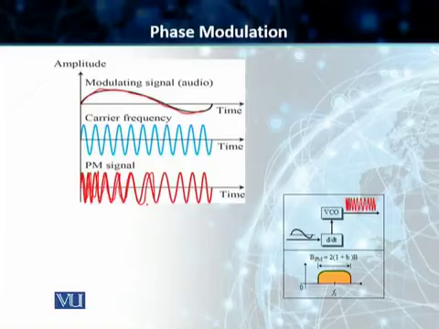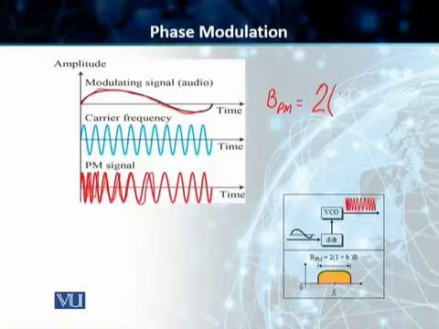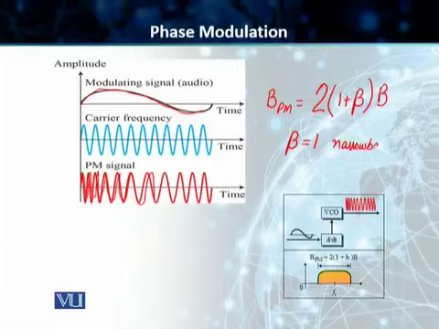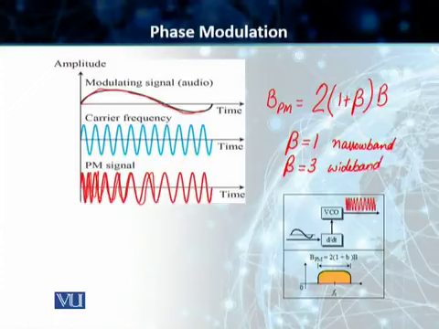Students, in this particular case, as represented by the lower right hand figure, your bandwidth is equal to 2 into (1 plus beta) multiplied by B. Students, in this particular case though, the value of beta can be different from what we had in the case of frequency modulation. The beta can be 1 for narrowband communication, and the beta can be 3 for wideband communication.